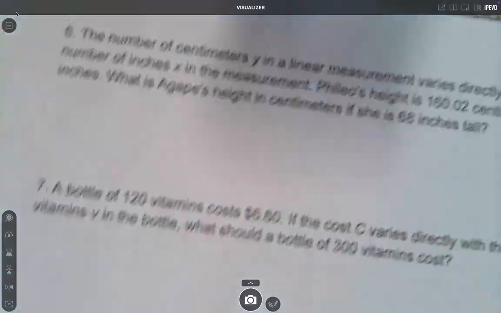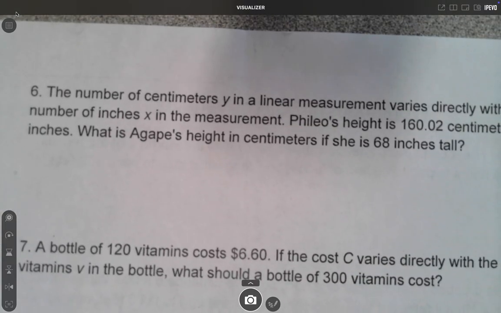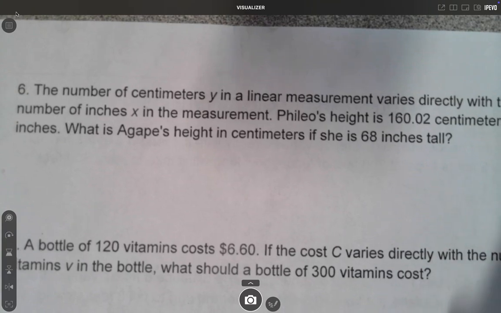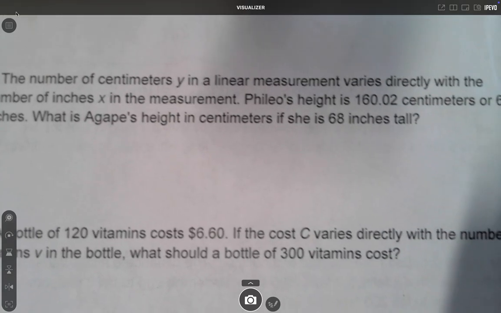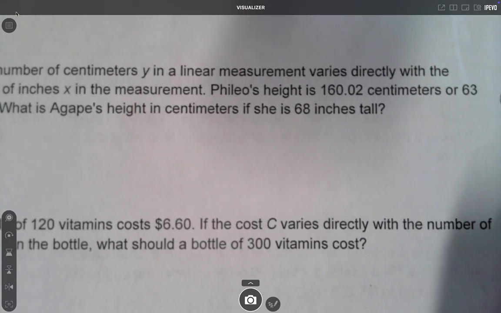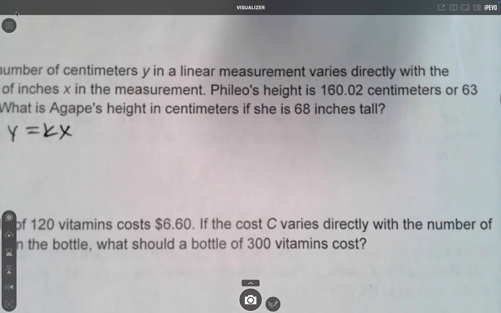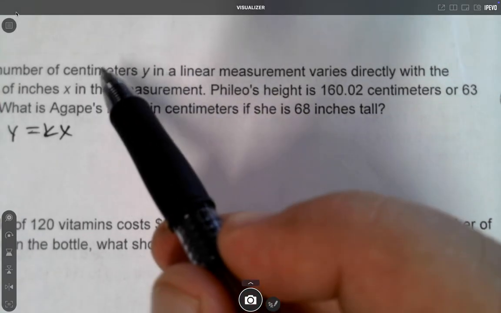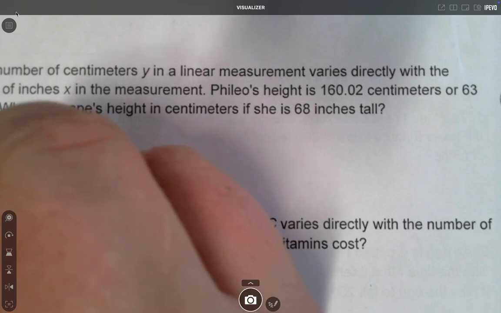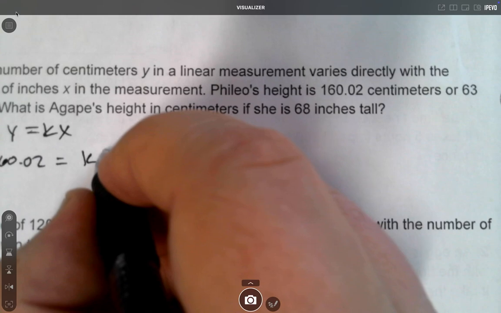Okay, last thing is to do the back side of the worksheet. So the number of centimeters, y, in a linear measurement varies directly with the number of inches in a measurement. Vallejo's height is 160.02 centimeters, or 63 inches. So I'm going to pause right there. I've got y equals kx. That's my direct variation equation. And they gave me the variables y and x. Y goes with centimeters, so I put 160.02 in for y. And I put 63 in for x because that's the inches.